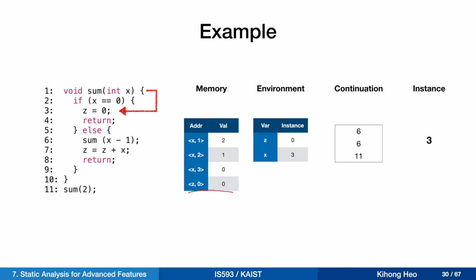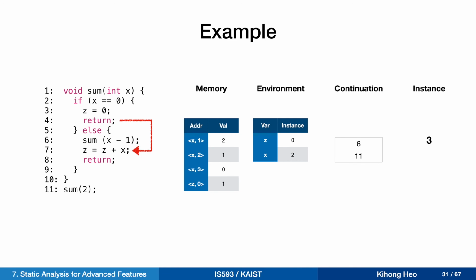And next the execution should return from the call because of this return statement. But the question is where to return. It depends on the continuation. It first looks up the topmost element in the continuation, that is the latest call site, that is line 6. So the execution goes to the next label of the call site, which is 7, line number 7. And then the global variable is updated.